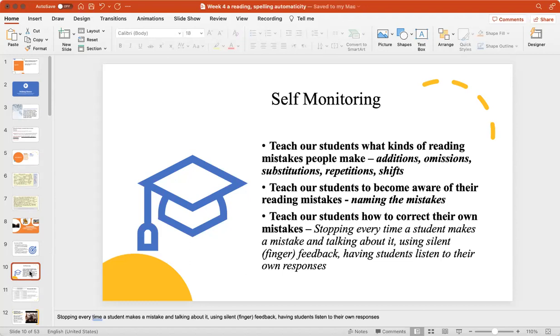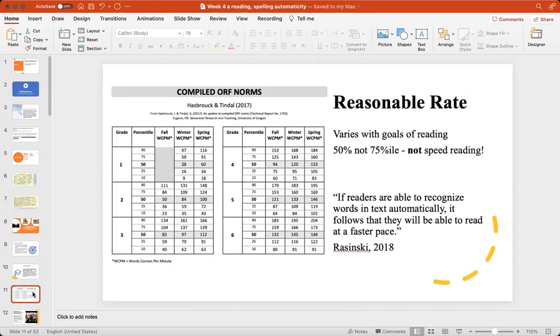The third part of scaffolding mistakes with our students is having them read and record their own reading, then listen to it and correct their own mistakes. Eventually, what we want is that when they're reading and make a mistake, they hear it and catch themselves. Oh, this doesn't make sense. And they correct themselves. This is a really important part of teaching our students to read, write, and spell.